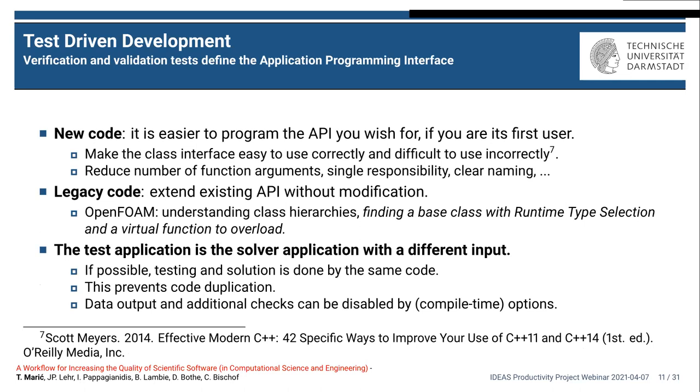And the question is also then, what's the improvement of the application programming interface that's usually the outcome of using test-driven development? Well, if somebody is writing new code completely from scratch, then it's of course easier to program the application programming interface that you wish for if you're its first user. So the freedom is there to do things correctly. And in this case, I like this quote from Scott Meyers' book: making the class interfaces easy to use correctly and difficult to use incorrectly. So put on the user hat of your own library and make sure that the library is clean. So reducing the number of function arguments, single responsibility, clear naming, permutation of arguments, and different things can then be used to improve the source code.